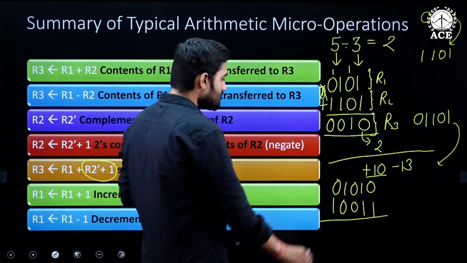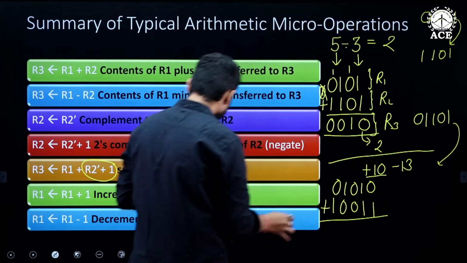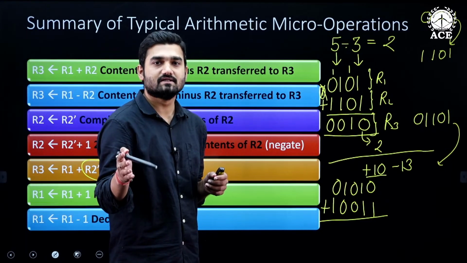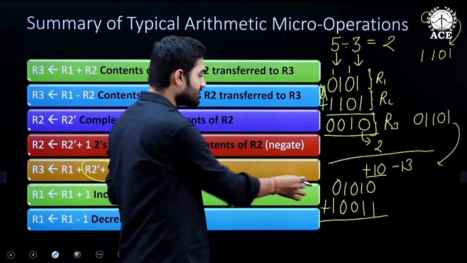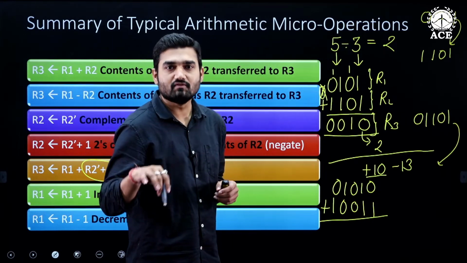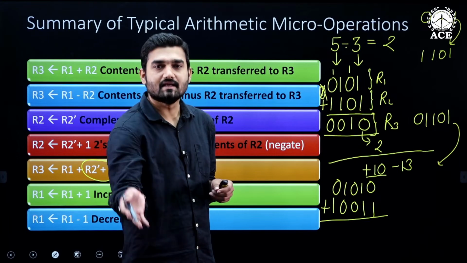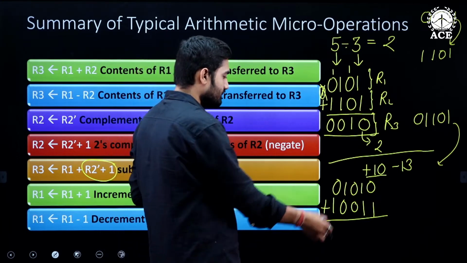Okay, fine. Now add it. Why am I adding? Because this is addition. There is nothing like subtraction inside the CPU. Don't think I'll subtract. No. Subtraction is for manual purposes. For the CPU, it is add. Take 2's complement and then add. Okay, fine. Just do it.